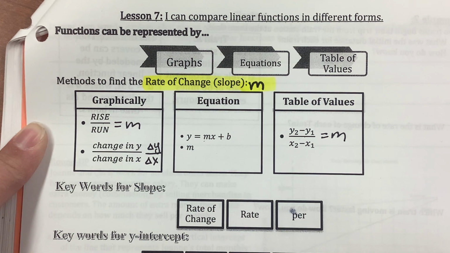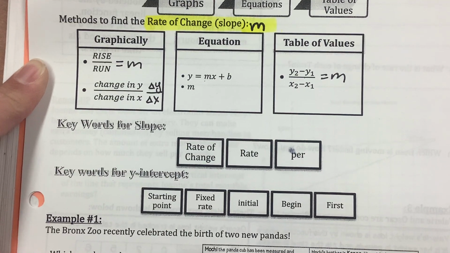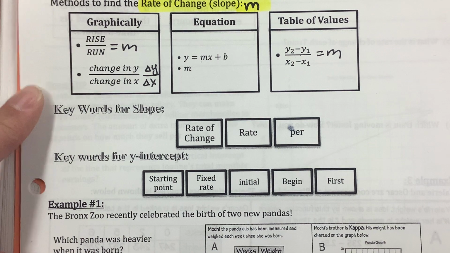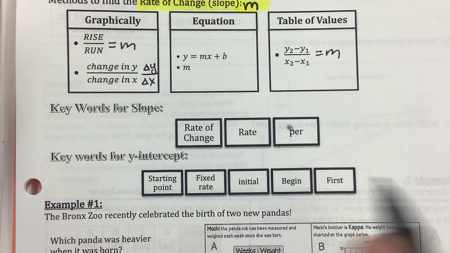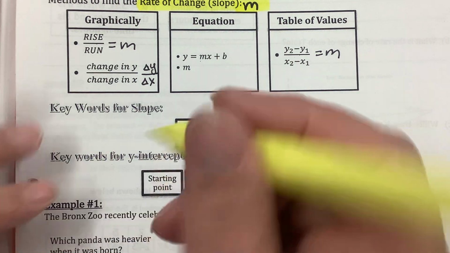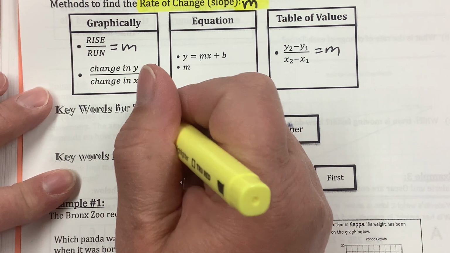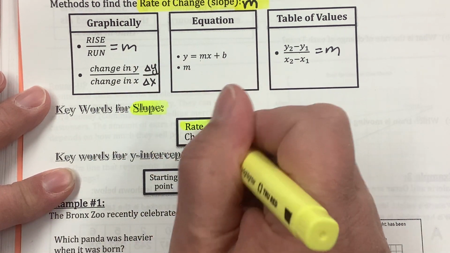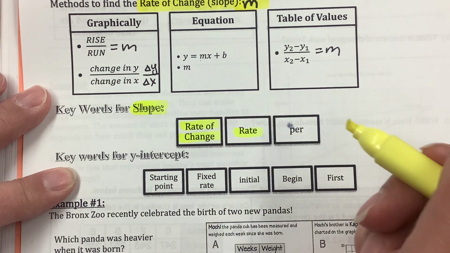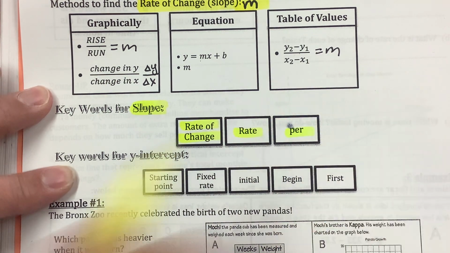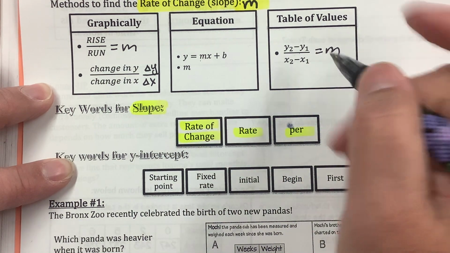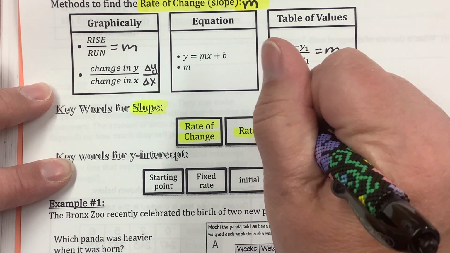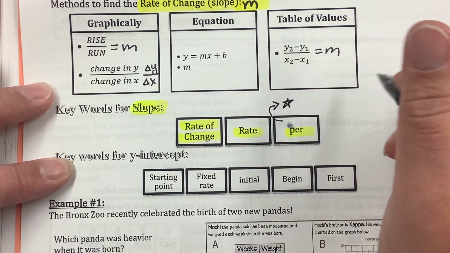All right, let's talk about some key words. There are a lot of different words for slope, and it's kind of important, so let's highlight this. There's rate of change, there's just rate, and this one, per. And let's put a little star for per. Per means for one.